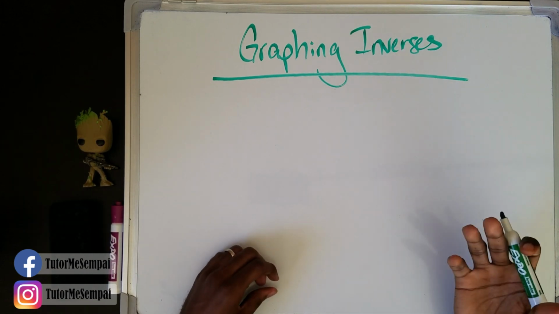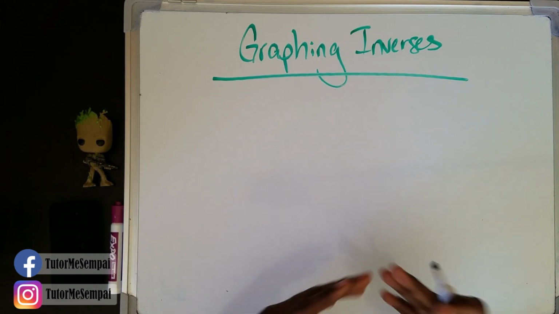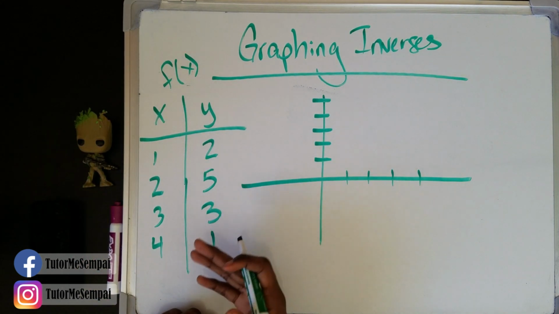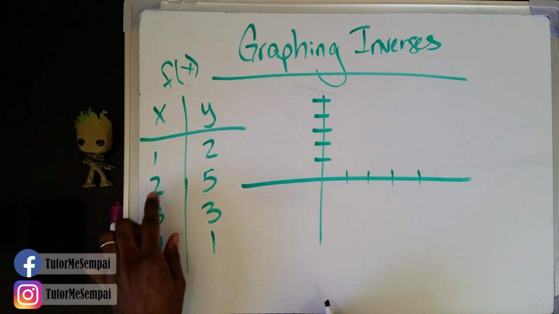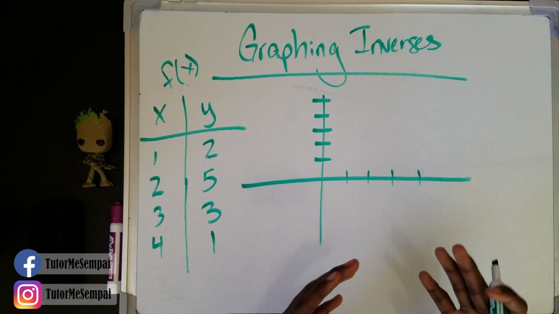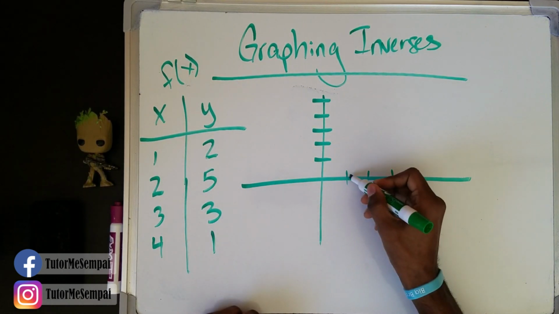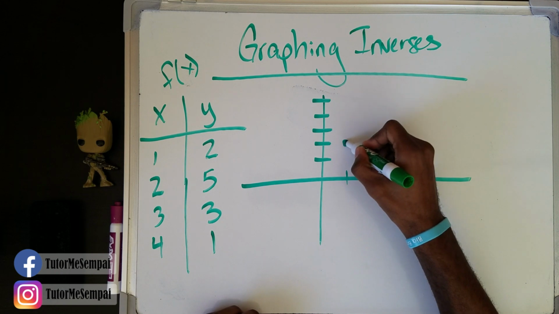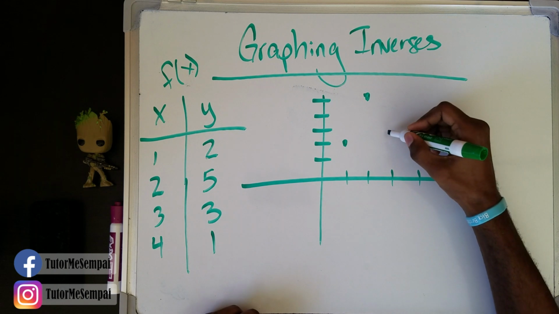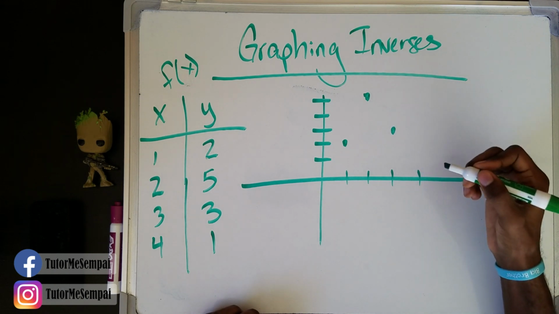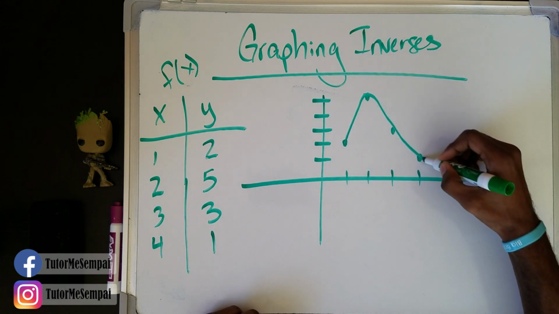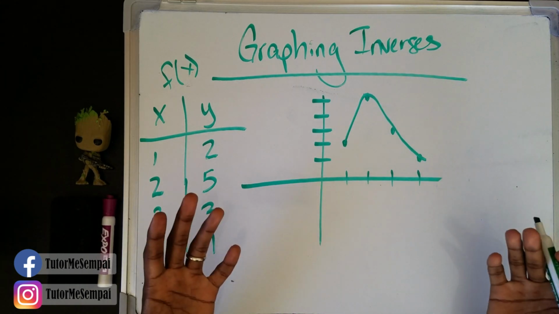So in order to graph some inverses, let's start with our original function and see what kind of points we're working with. Let's say you have a function like this, in which your x and y coordinates are going to be (1, 2), (2, 5), (3, 3), and (4, 1). Let's graph the function first. So if we were to graph all of these, (1, 2) would be up here. (2, 5) would be all the way up here. (3, 3) would be over here. And (4, 1) would be right here. And if we want to connect all of those, it would look something like that. This is pretty much just graphing our original function.